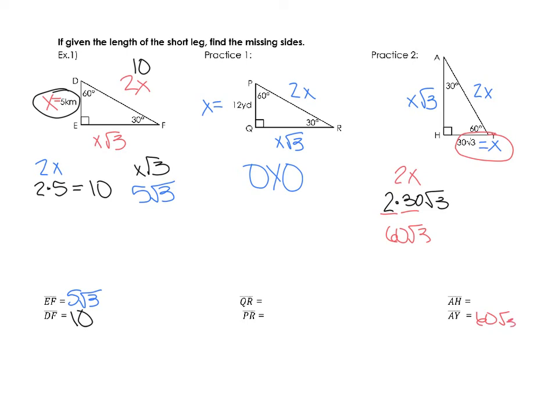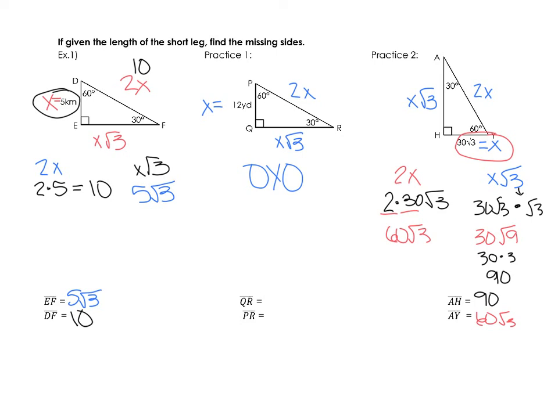Now to find the other leg, which we know is the x square root of 3 portion, let's go ahead and plug in our value of x, which is 30 square root of 3, times, don't forget to bring that down, square root of 3. This time we're going to multiply our radicals. So we end up with 30 square root of 9, but we know square root of 9 reduces to 3, so really we'll end up with 30 times 3, which is a total of 90. So AH is 90.